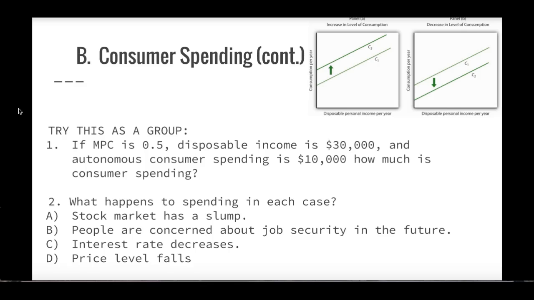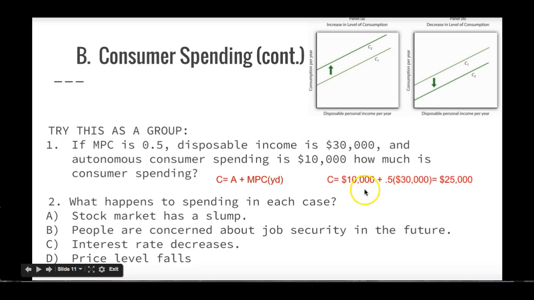All right, hopefully you gave it a shot. So for the first one, we have to remember that this is our equation. Consumer spending is equal to the autonomous consumer spending plus the marginal propensity to consume times our disposable income. So plugging in our information into this equation, we're going to get $10,000 as our autonomous consumer spending, 0.5 as our MPC, and our disposable income is $30,000. So if you do your math, 30,000 times 0.5 is 15,000. 15,000 plus 10,000 will give you $25,000.